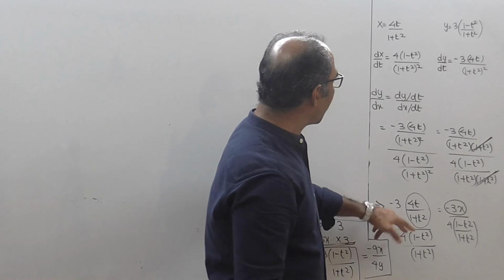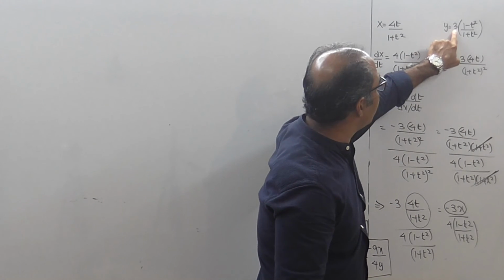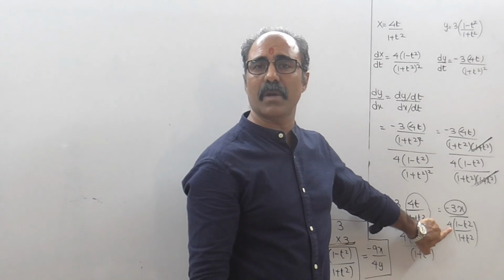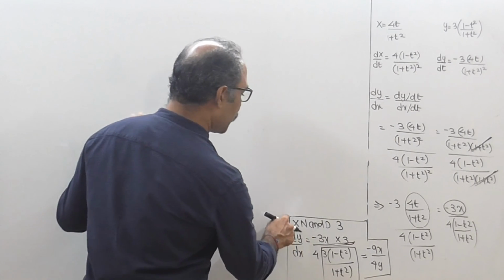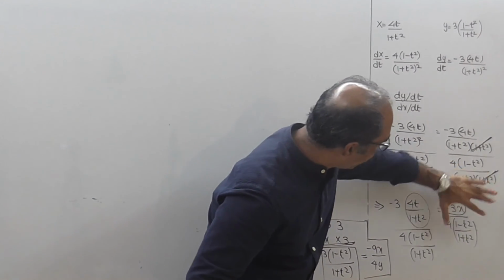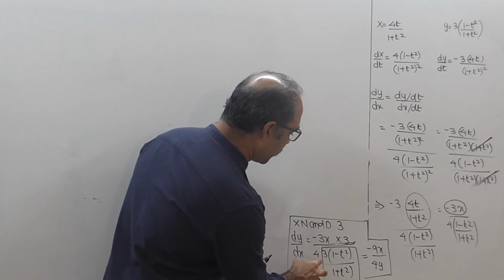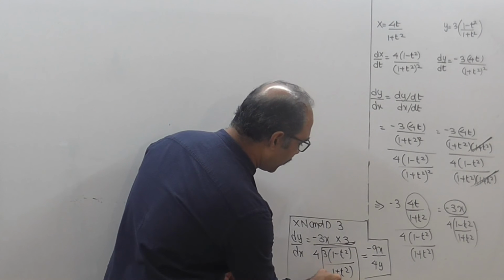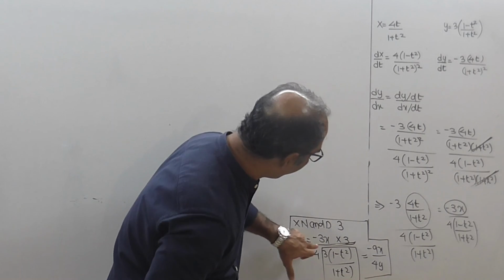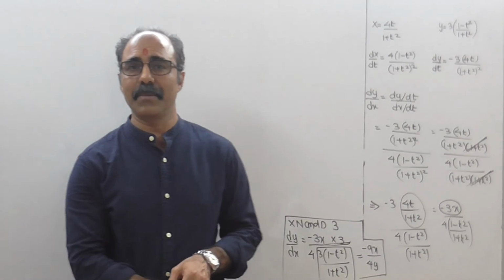And in the denominator, I think I need a y. But what is y? 3 inside the bracket, 1 minus t square upon 1 plus t square. But I'm having 4 inside the bracket, 1 minus t square upon 1 plus t square. So what I will do is I'll multiply the numerator and denominator by 3. So minus 3x into 3, and this will become 4 into 3 into (1 minus t square upon 1 plus t square). So 3 into (1 minus t square upon 1 plus t square) is y. This 4 is already there, you get it as 4y. Minus 3x into 3, you get it as minus 9x. It's a good sum, can come in the exam.